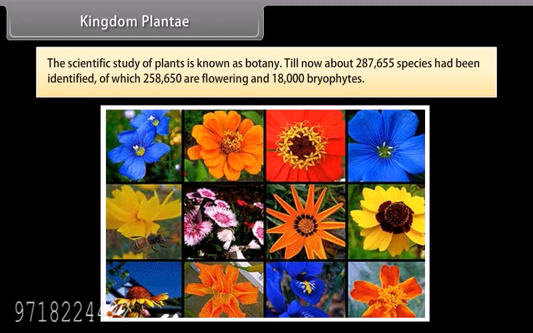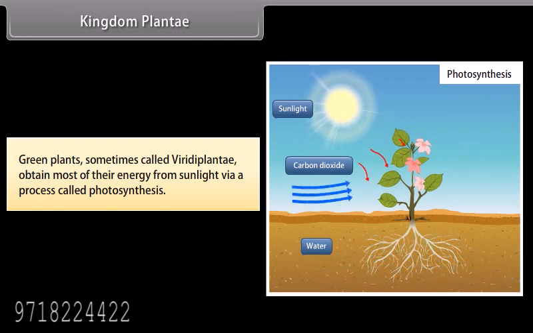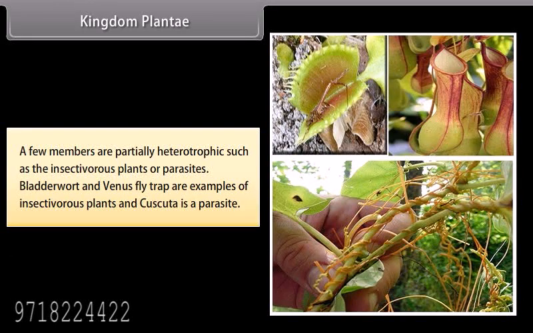Till now, about 2,87,655 species have been identified, of which 2,58,650 are flowering and 18,000 are bryophytes. Green plants, sometimes called Viridiplantae, obtain most of their energy from sunlight via a process called photosynthesis. A few members are partially heterotrophic, such as the insectivorous plants or parasites. Bladderwort and Venus flytrap are examples of insectivorous plants, and Cuscuta is a parasite.